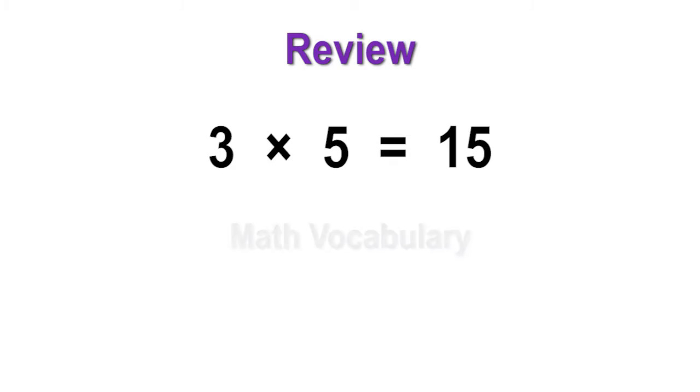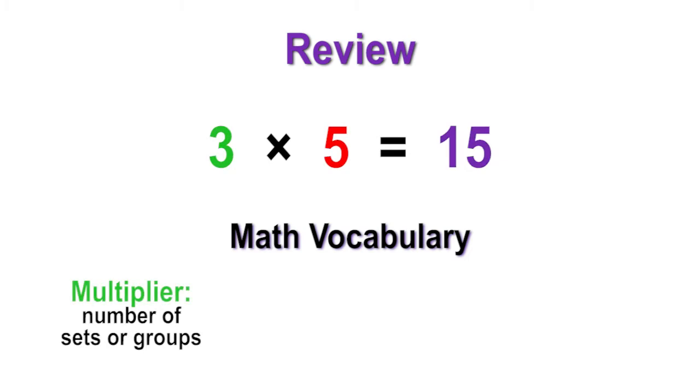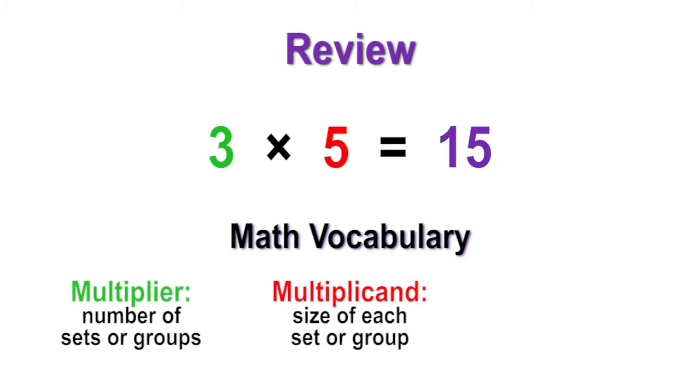They have learned the appropriate terms for the numbers in a multiplication problem. The multiplier is the number of sets or groups. The multiplicand is the size of each set or group. And the product is the answer. Today, students will extend their knowledge to multiplying a unit fraction by another unit fraction and use models to prove their reasoning.